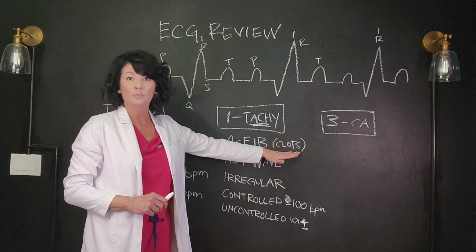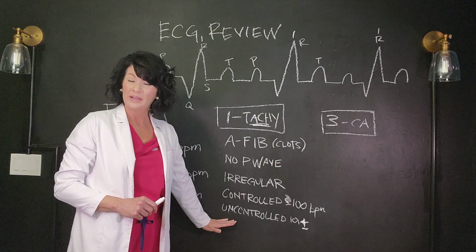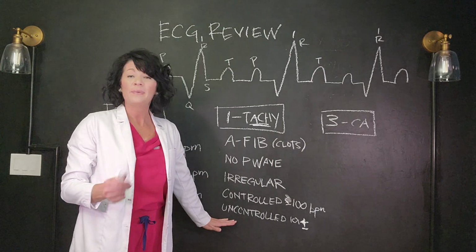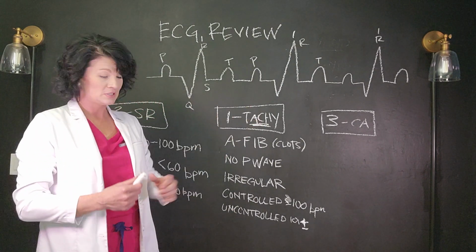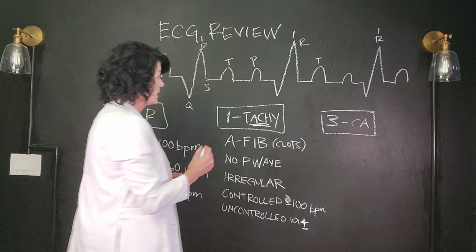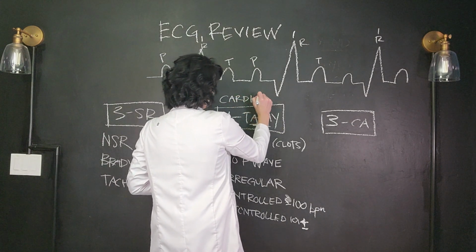But what do we need to do? We need to prevent this clot. So an anticoagulant, get our rate down, a lot of times using some type of a beta blocker, calcium channel blocker. Then we're going to talk about these two together. Then we have to fix the rhythm. This is where we may cardiovert, okay?